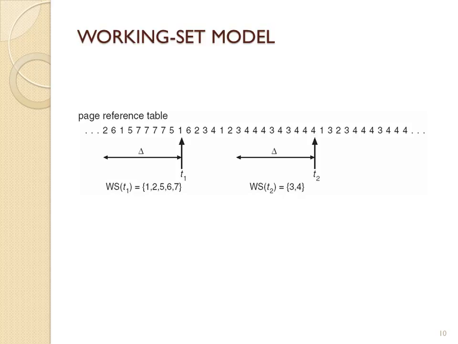So if you pick a delta, which says how many references were made, so this delta is a particular size, and then you say, okay, in that section, this working set, the pages that were referenced here were pages 1, 2, 5, 6, and 7. And then in the same working set model later on, the pages that were referenced here were pages 3 and 4. So you can use this information to make decisions about the number of frames that should be available for the process by seeing in these working sets how many pages were actually being accessed by that process.